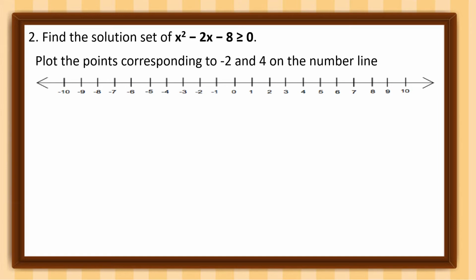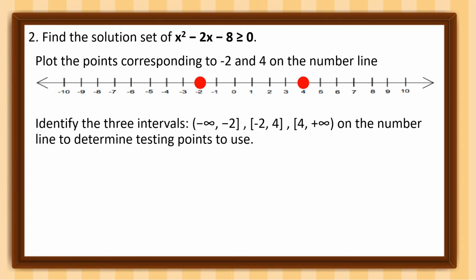Now, let us plot the points in the number line. The negative 2 and 4. Since our inequality is greater than or equal, we will use the closed or shaded circle. That means that negative 2 and 4 are included.